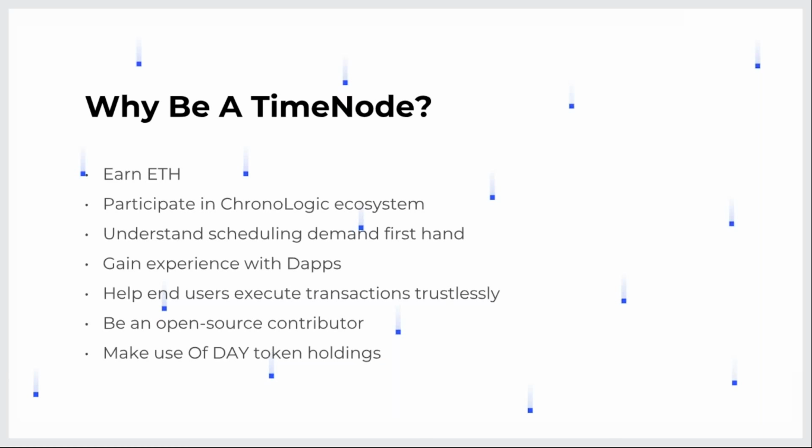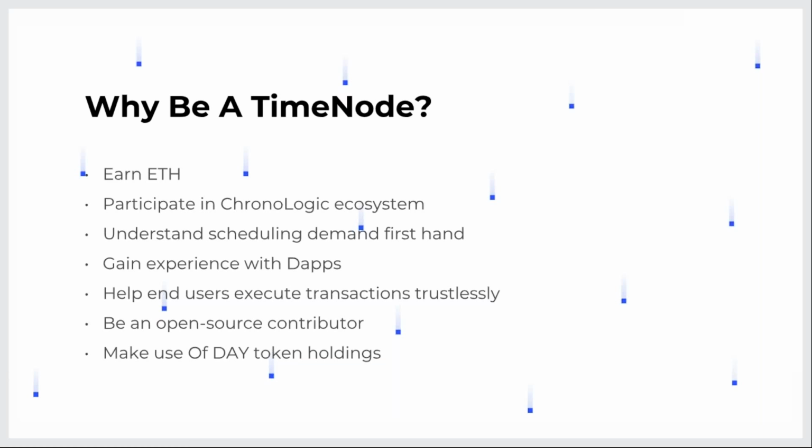All right, so the time node. There are two sides of the alarm clock market: the schedulers, and then the time nodes. The time nodes are the executioners of these scheduled transactions. They are pieces of code which will watch for these transactions and then compete to execute them.